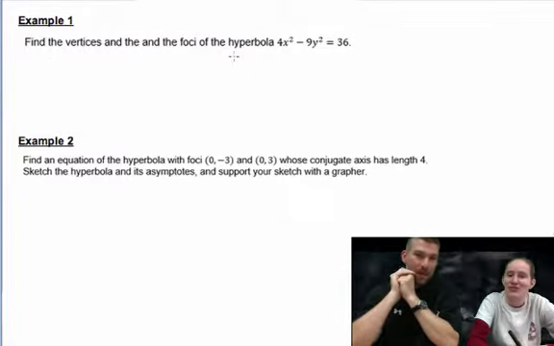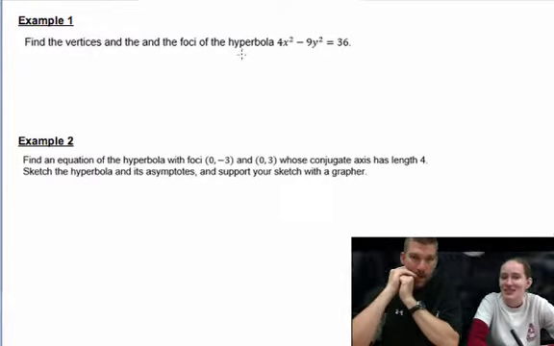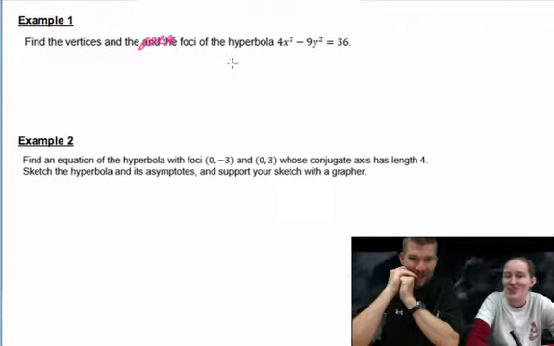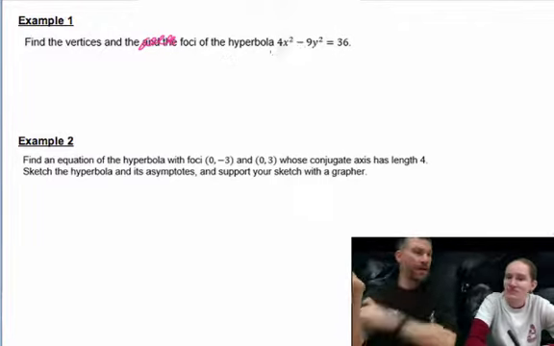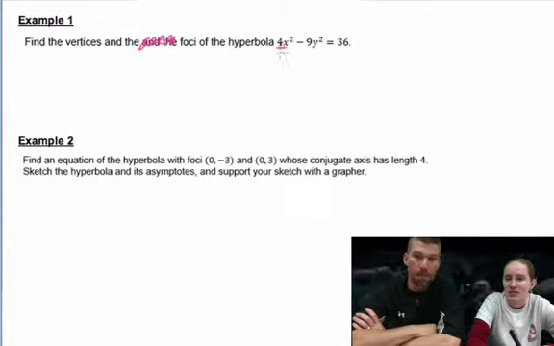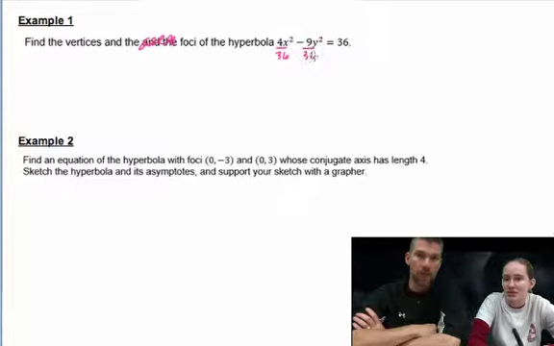Example 1. Let's find the vertices and the foci of the hyperbola 4x squared minus 9y squared equals 36. We've got to make it equal 1, because that's standard form. So I should divide everything by 36 in order to make that happen. That's correct.